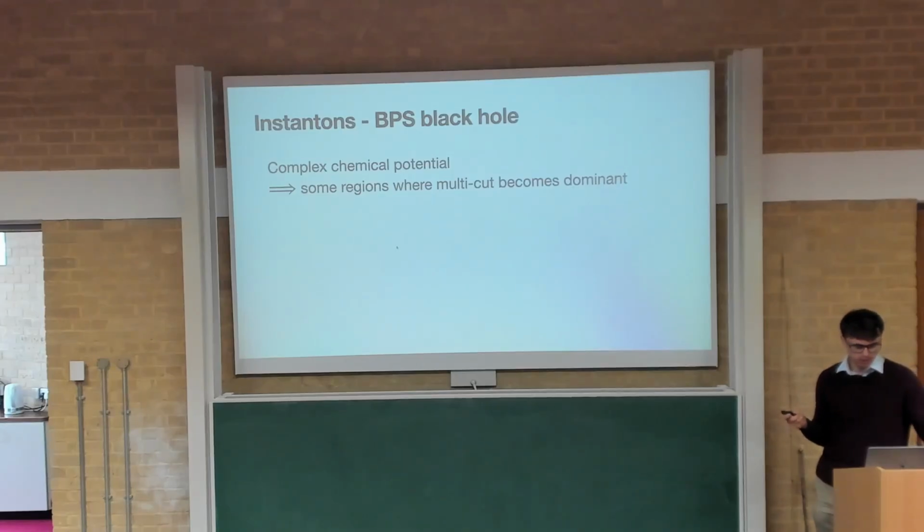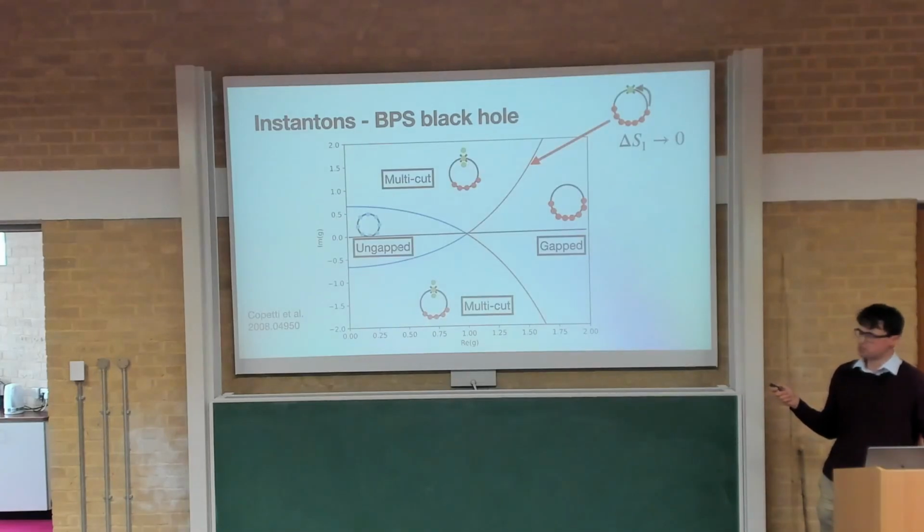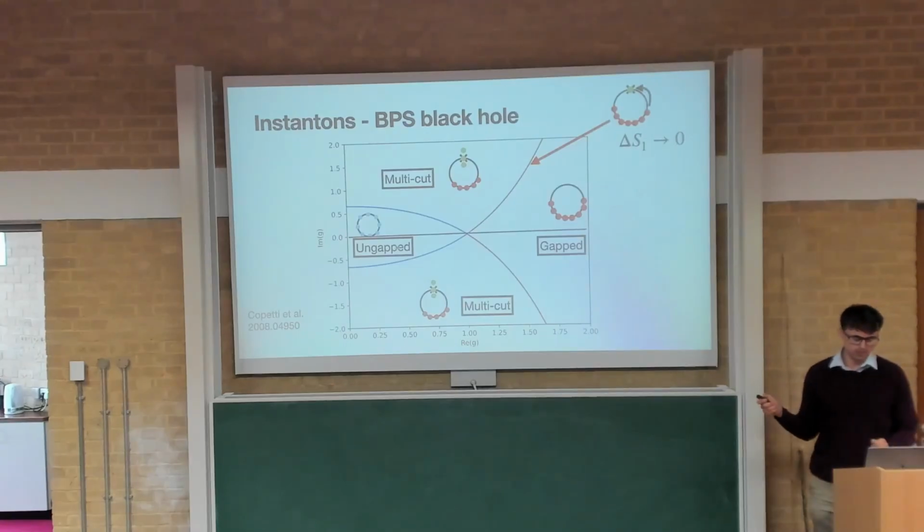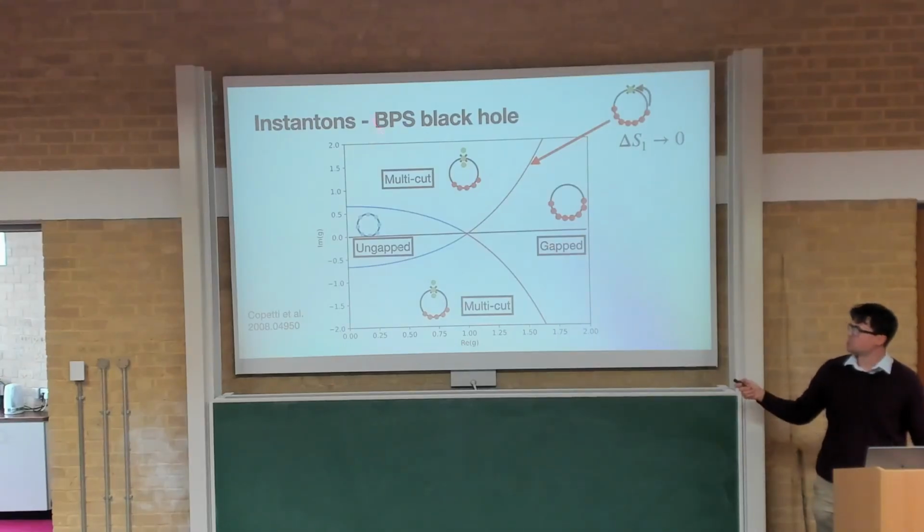It turns out to be crucial that we take complex chemical potentials, because this means that there are some regions in the coupling space where multi-cut saddles actually dominate. So this was realized already in this paper on delayed deconfinement, but these authors didn't look at genuine black hole saddles.